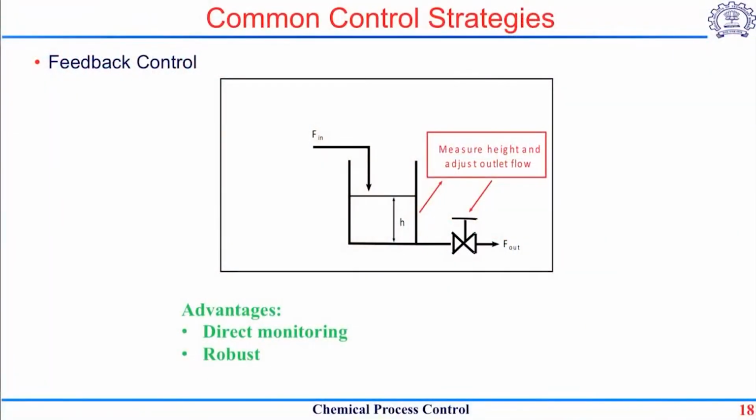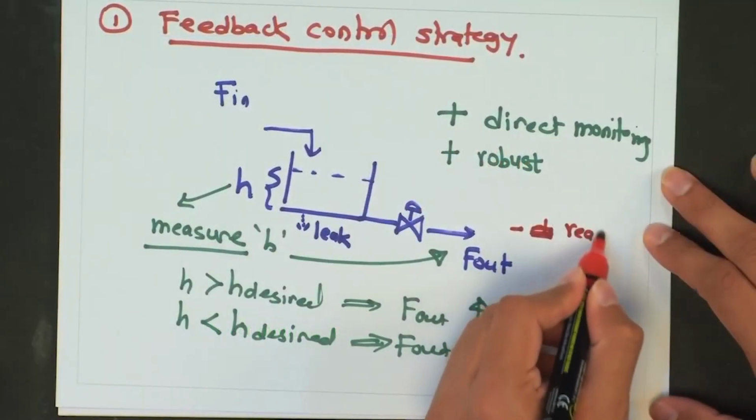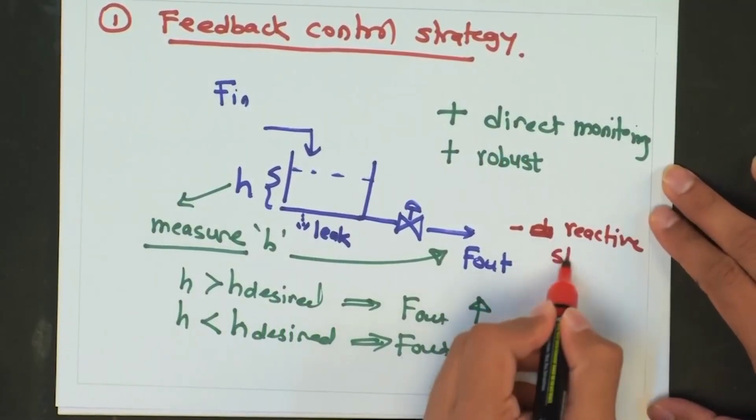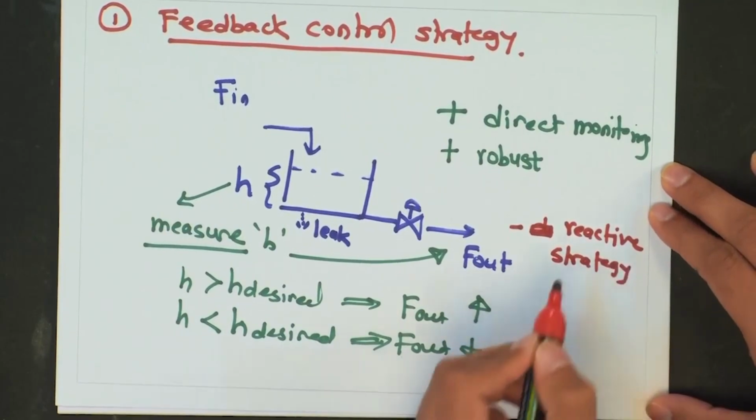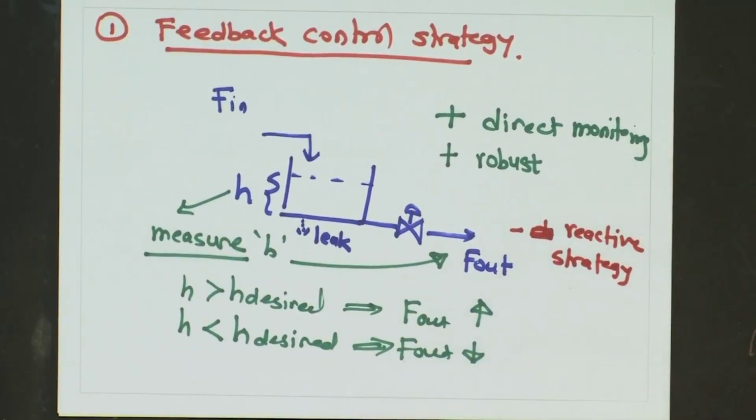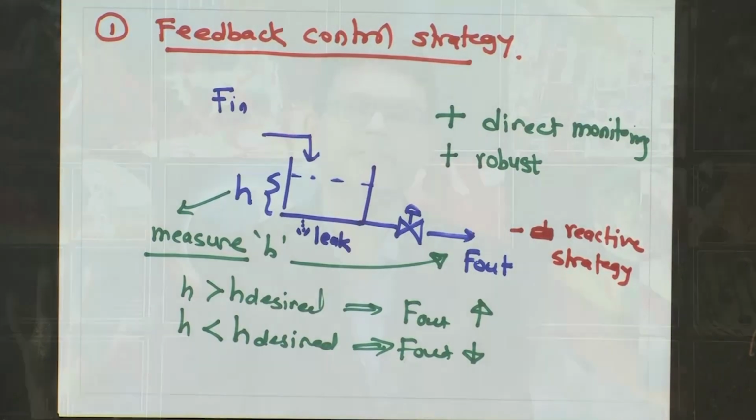Now let us look at the limitations of the feedback control strategy, and the primary limitation is that it is a reactive control strategy. The feedback control strategy will always work on the system only after the disturbance has affected the system. So, the height has to change from its desired value, only then the feedback control strategy will start working.